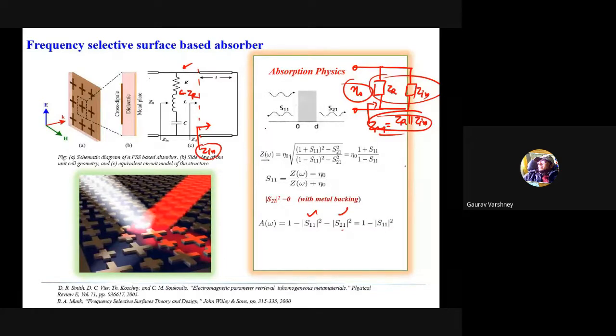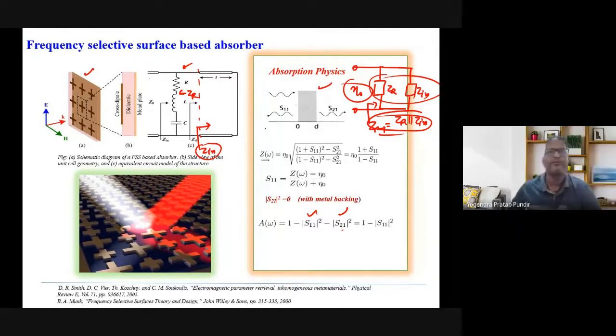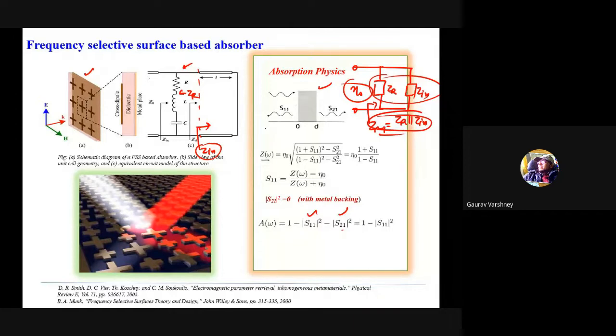So this is the basic concept and mathematical analysis. We can prepare an electrical equivalent circuit model for this absorbing unit cell, and this is the basic concept behind it. So you may understand this physics in a further way as well.